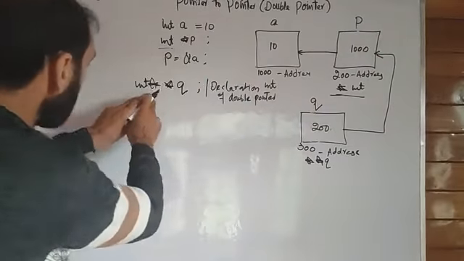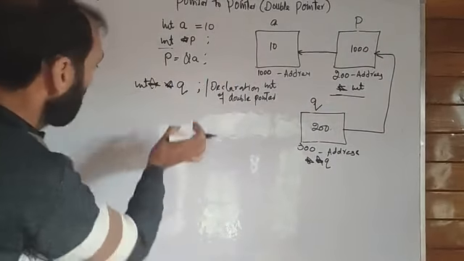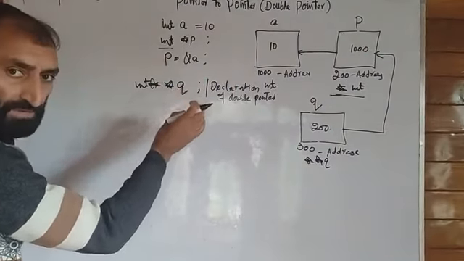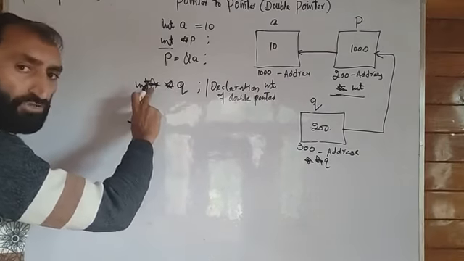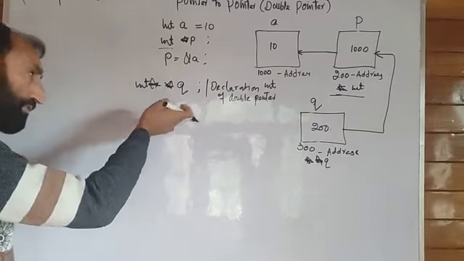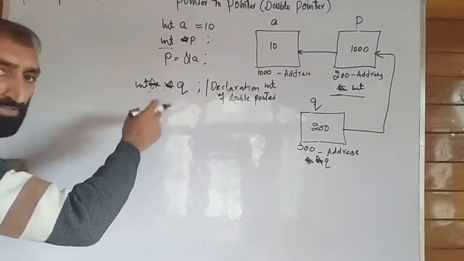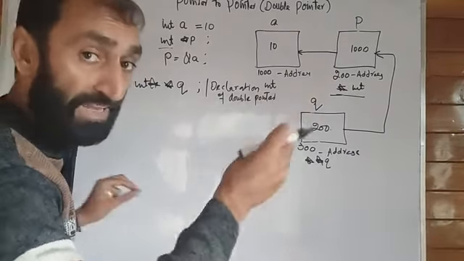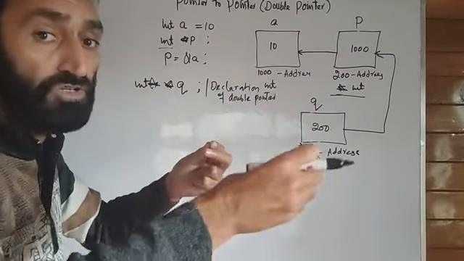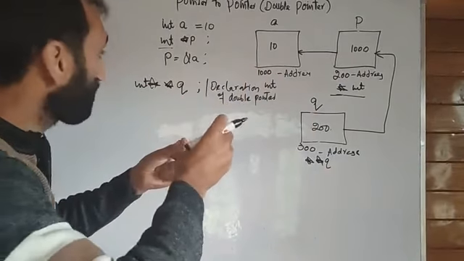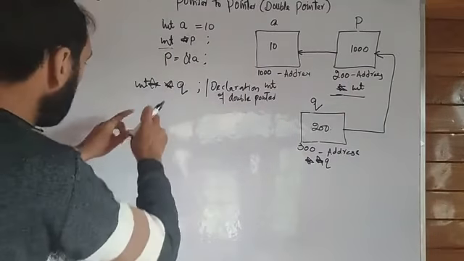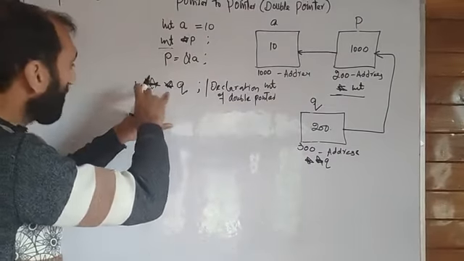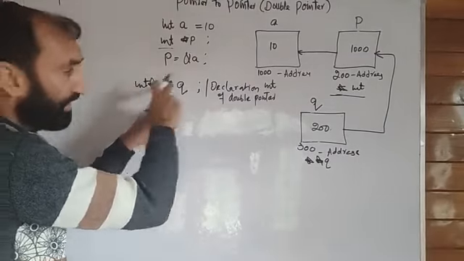Hope you understood what the double asterisk is. The first asterisk says Q is a pointer, and the second asterisk says it is going to store the address of a pointer, not a variable. That means Q is a pointer to an integer-type pointer.